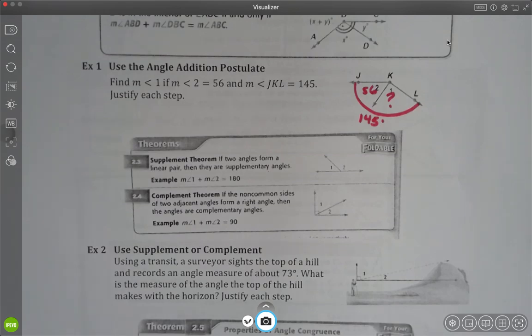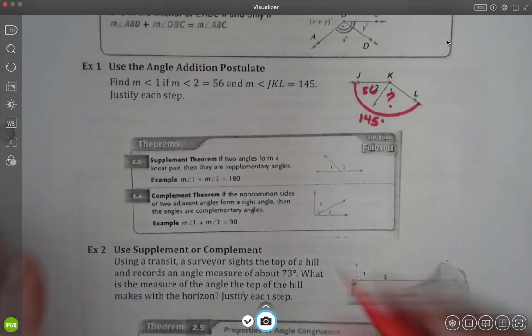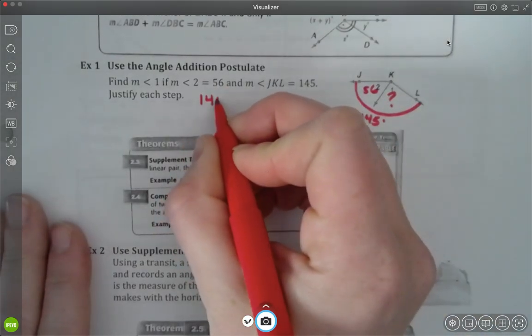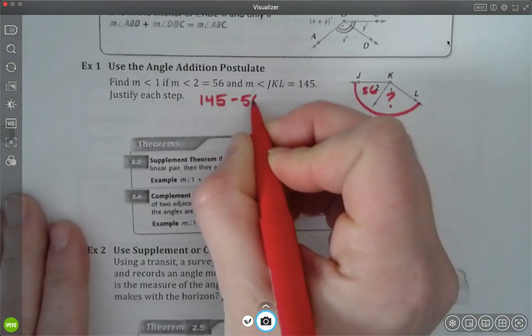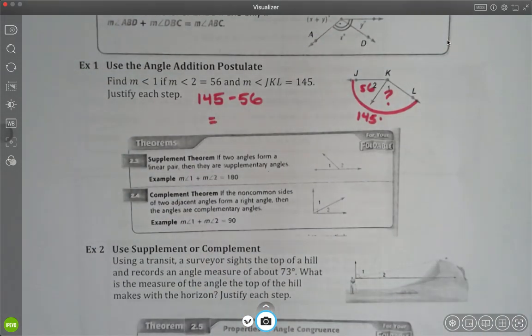Can you just subtract them? Yes, you can. What do you subtract? 56 from 145. Yep, 145 minus 56, or subtract 56 from 145, and that is, somebody's got to help me. 90, I don't know.